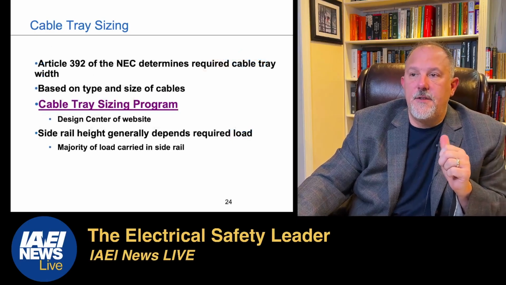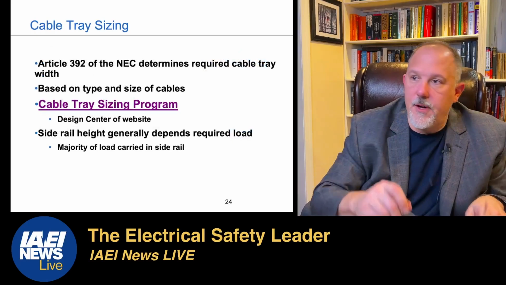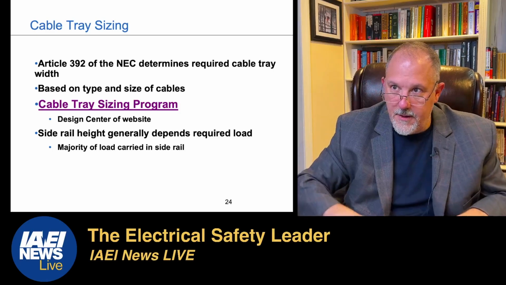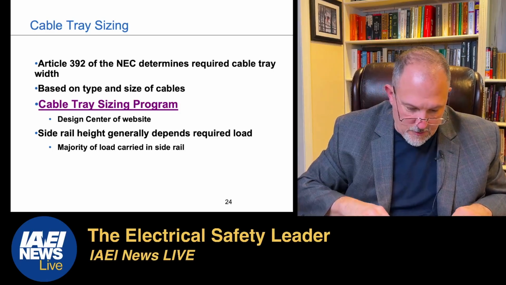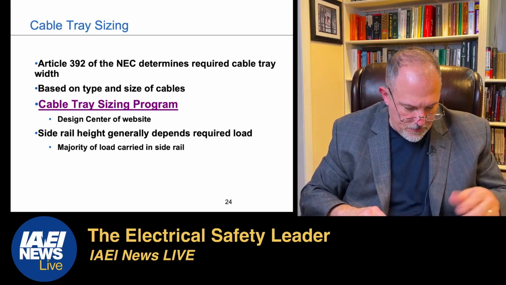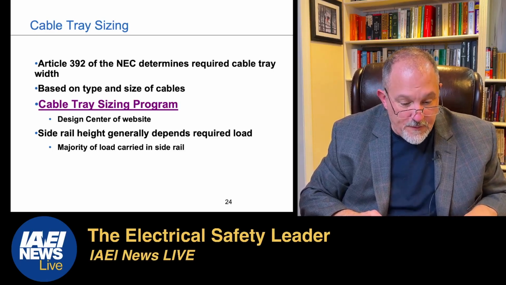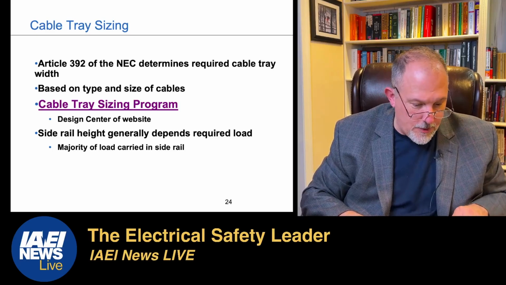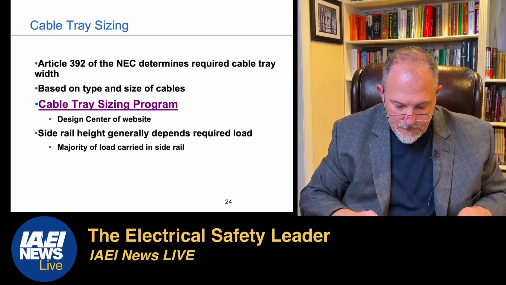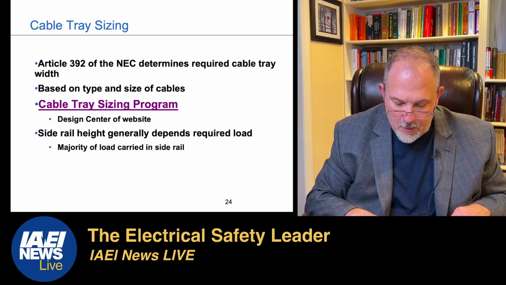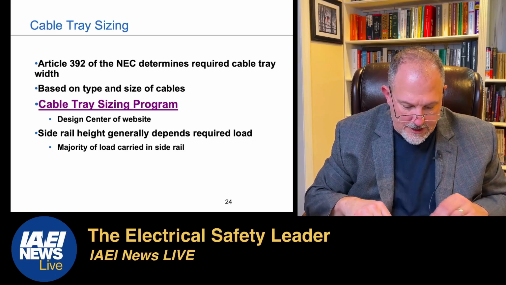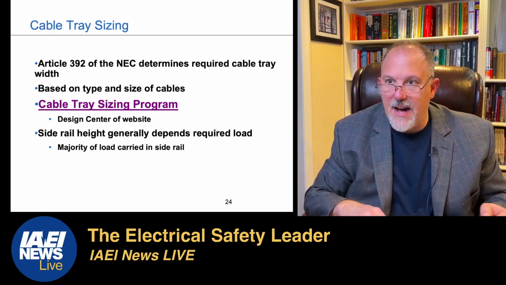Article 392 of the NEC determines the work. Okay, so cable tray width. Required cable tray width. If I go to 392, allowable cable fill is in 392.22(A)(1). You have the maximum allowable fill area for multiconductor cables in Table 392.22(A)(5).